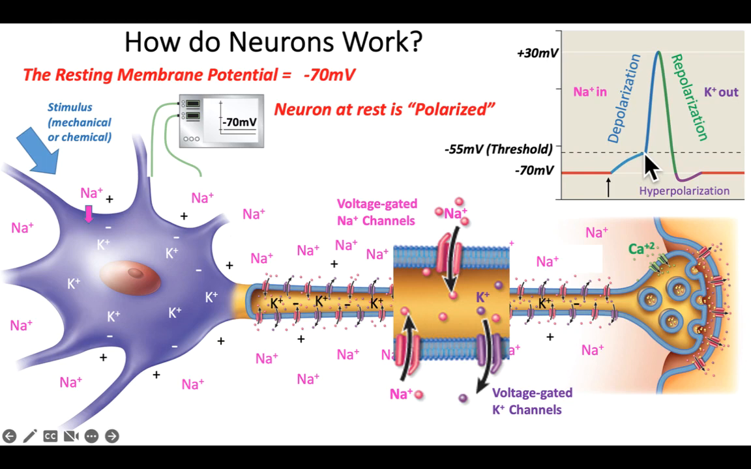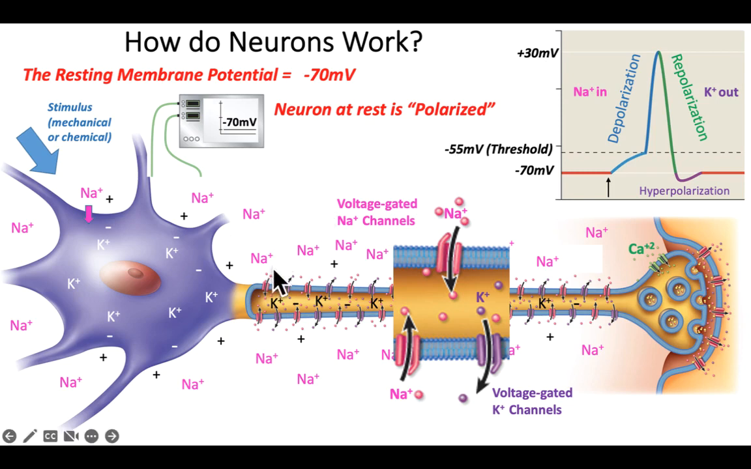If it hits -55, that is the voltage that opens what we call voltage-gated sodium channels. Those channels occur right here at the trigger zone, all right? So the only way to get those channels open is if you go from -70 to -55. So those are voltage gated, right? Because we went from a voltage of -70 to -55, and that opened the channels.